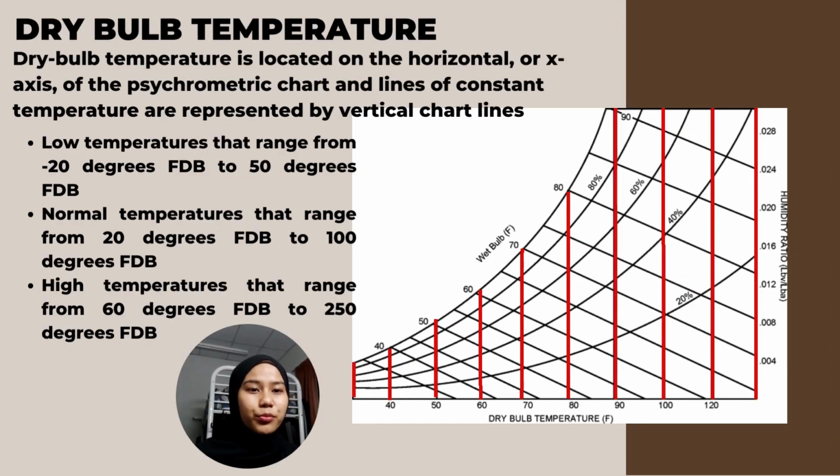Next, dry bulb temperature. Dry bulb temperature is located on the horizontal or x-axis of the psychrometric chart, and lines of constant temperature are represented by vertical chart lines. Low temperature ranges from negative 20 degrees F to 50 degrees F, normal temperature ranges from 20 degrees F to 100 degrees F, and high temperature ranges from 60 degrees F to 250 degrees F.